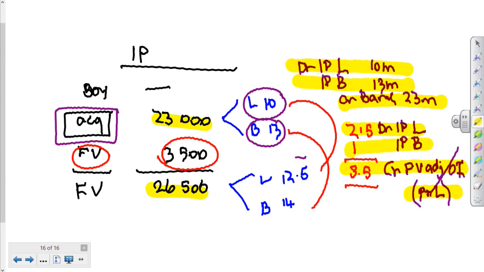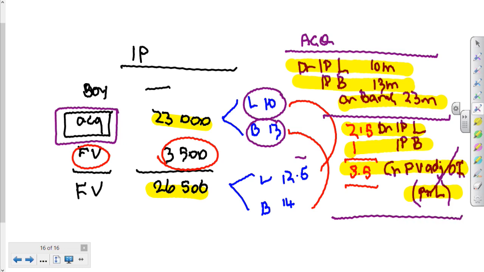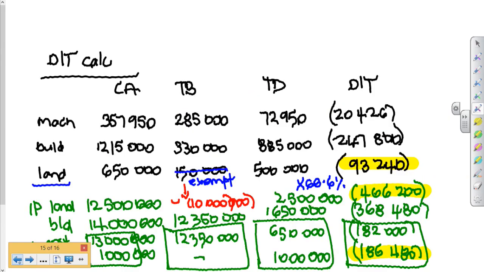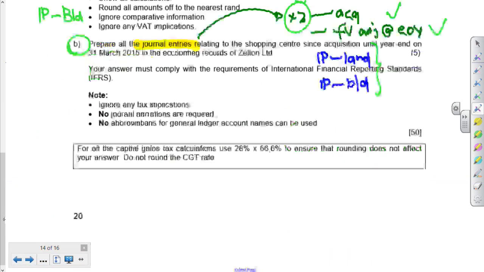Right, so those are your two journal entries that I wanted you to do. The first journal entry, which is your acquisition entry, and then your second journal entry, which is your fair value adjustment entry. And those are the two journal entries which are required B. Let's just see, required B over here for 5 marks. And I think it's worth about 5 marks because it's such easy work.